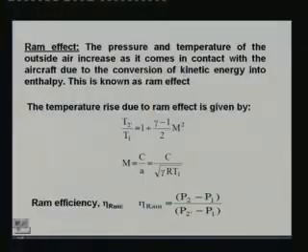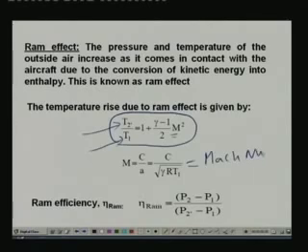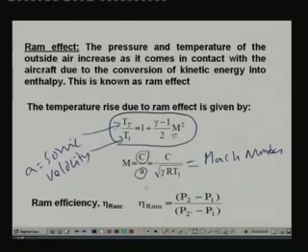And you can very easily show that the temperature rise during the ram effect is given by this relation. T2' by T1, where T2' is the temperature at the exit of the ram process and T1 is the temperature of the ambient, is equal to 1 plus (gamma minus 1) by 2 into M squared, where M is the Mach number. If you remember, the Mach number is defined as the ratio of the velocity of the aircraft divided by the sonic velocity. A is the sonic velocity, and sonic velocity, as you know, for an ideal gas is equal to the square root of gamma into R into T1.